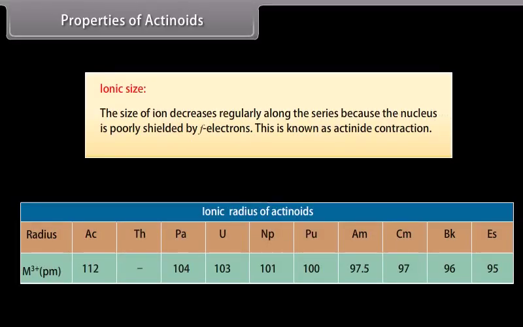Ionic size. The size of the ion decreases regularly along the series because the nucleus is poorly shielded by f electrons. This is known as actinide contraction.